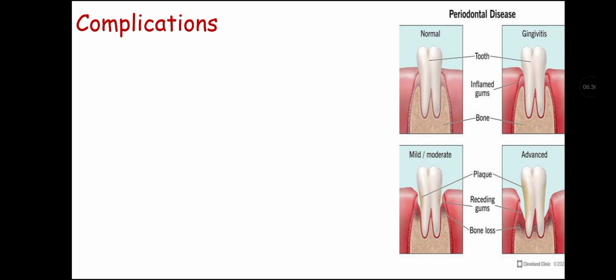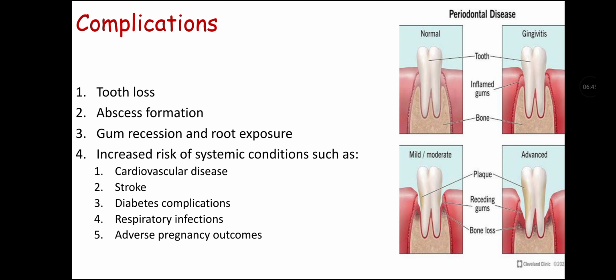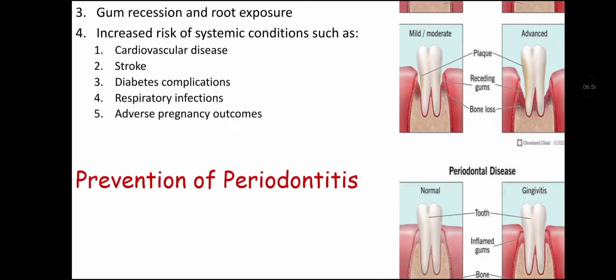Complications: if periodontitis is not treated, it can lead to tooth loss, abscess formation. It can also lead to gum recession and root exposure, and there is increased risk of systemic conditions such as cardiovascular disease, stroke, diabetes complication, respiratory infection, and adverse pregnancy outcomes.